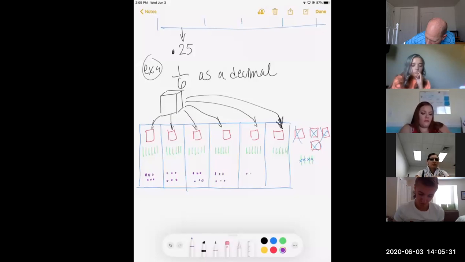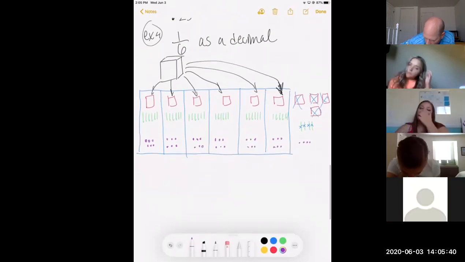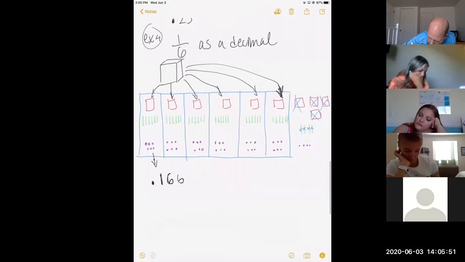And once we get rid of all of the 36 dots, which is six groups of six dots, we have four dots left over. So far we have for 1/6, one of these groups here corresponds to 1/10, 6/100 or six rods, and six units. And it keeps dividing that way into the pattern. So we put 0.16 repeating. The line goes over just the six.